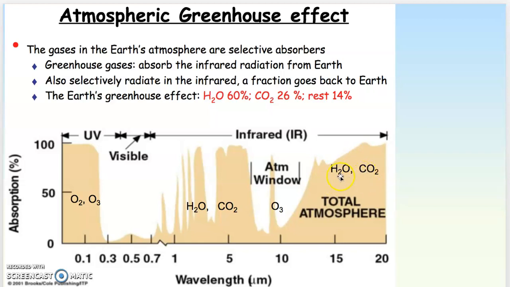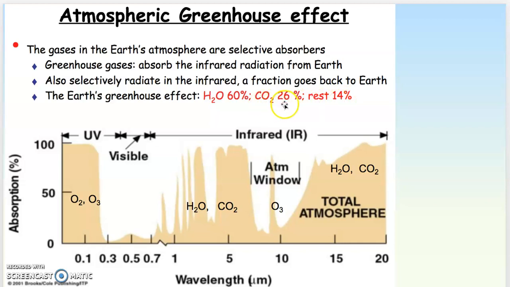So all told, water vapor makes up 60% of the greenhouse impact of emitting infrared back down to the Earth. And carbon dioxide makes up 26% of that impact. The rest of these molecules, the oxygen, the ozone, and including methane, together make up about 14% of that impact.